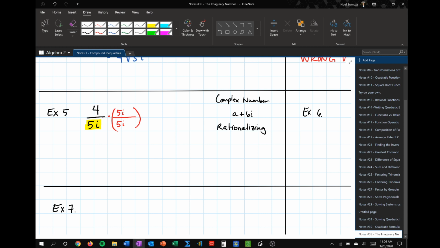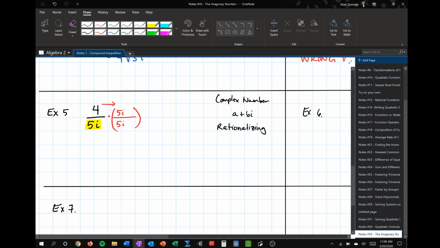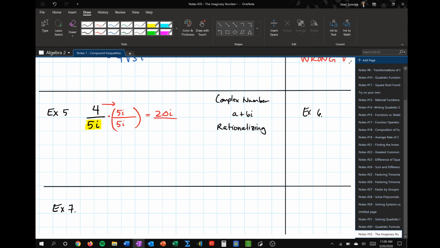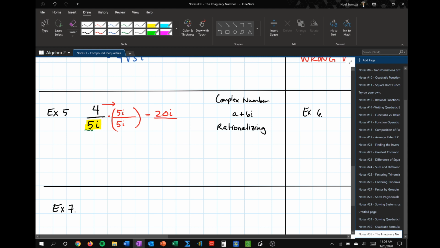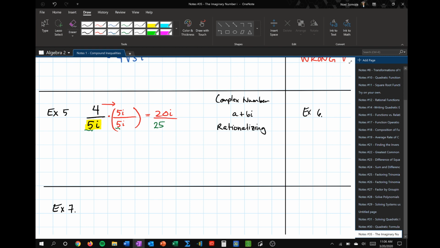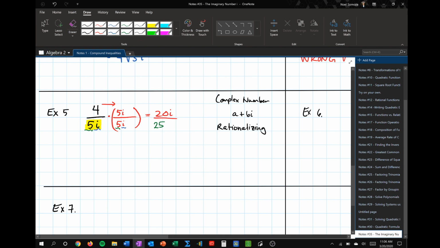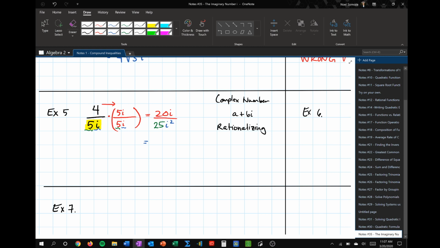Okay, so now you just multiply straight across. 4 times 5i, well, you can still multiply the 4 and the 5 together. That's going to give you 20i. In the denominator, very similar to what we did before, I can take this 5 times this 5. That's going to get me 25. We can multiply the i times the i, and that's i squared. Now, from here, don't try to cancel the i's, because then it gets you back to where you were. You're going to end up with one i in the denominator, so don't simplify the i's.